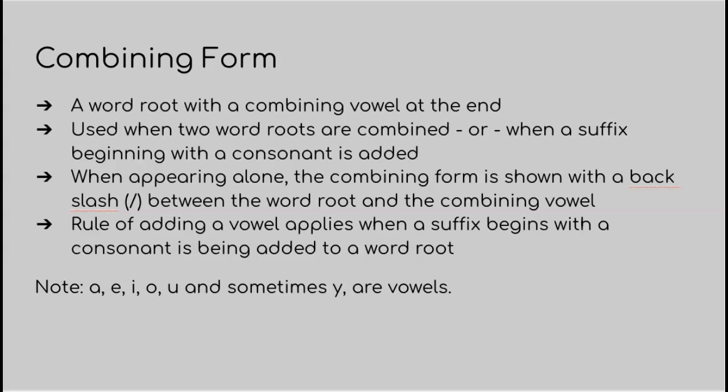The rule of adding a vowel applies when a suffix begins with a consonant and it's being added to a word root. So for instance, if you try to put gastr with paresis, that's a suffix, you would have to add the O. So it would be gastroparesis as opposed to gastrparesis. The reason we use combining forms is because it makes the pronunciation of the term smoother, so that it's more logical and easier to say. That's the purpose of the combining form.